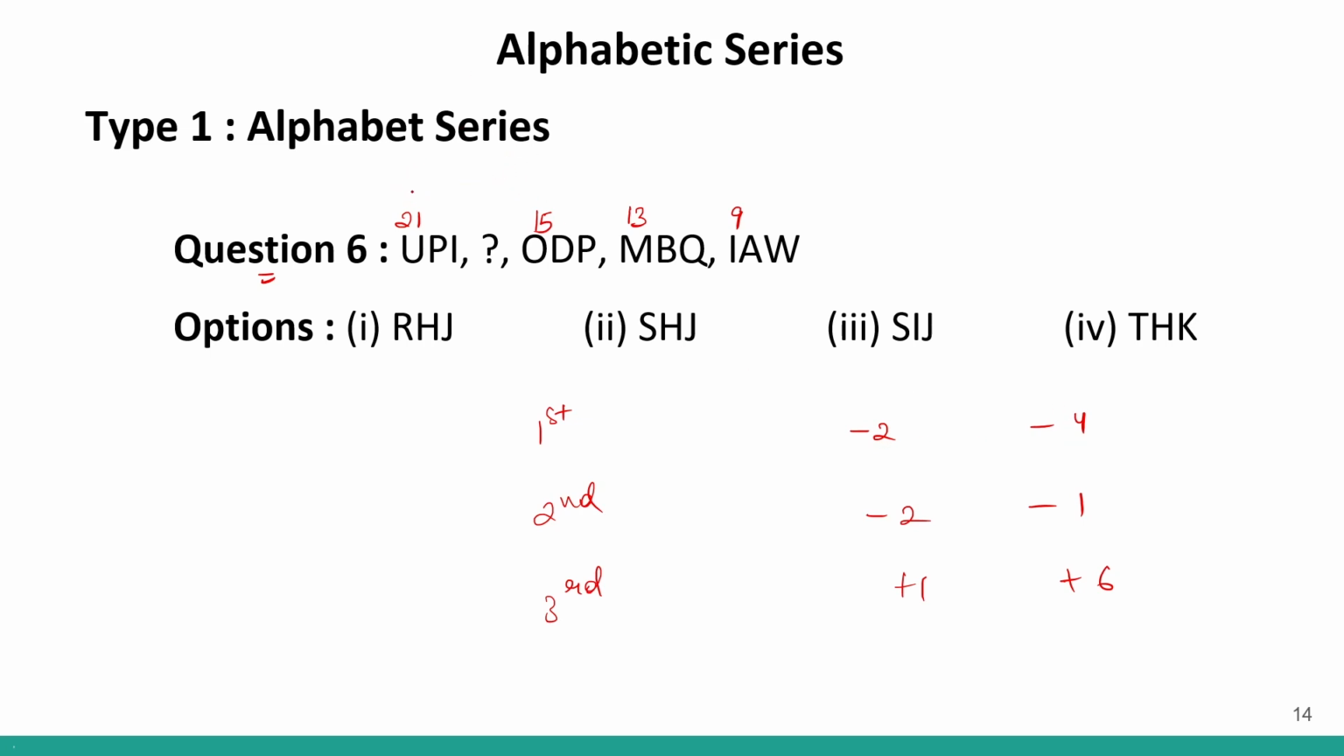So if I do minus 2, the next element will be 19. And from 19, I'll do minus 4 to get 15. If I consider 19, at 19th position, what element do we have? We have S. So if I place S over here, it will be a repeating pattern of minus 2, minus 4. Clear? Now for the third alphabet also, I see plus 1 and plus 6.